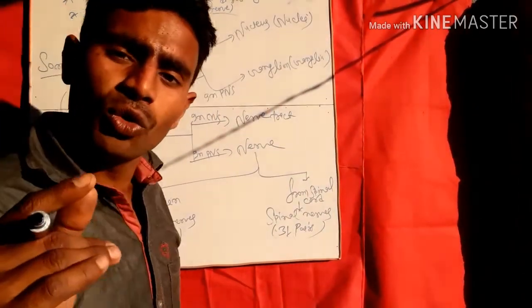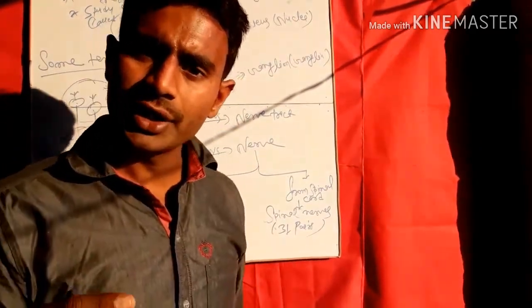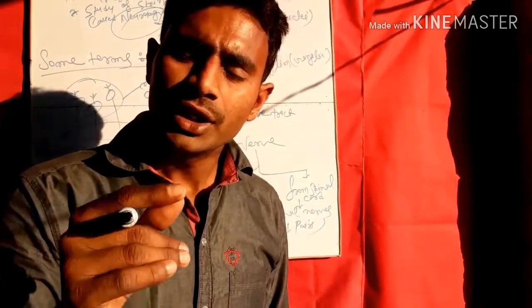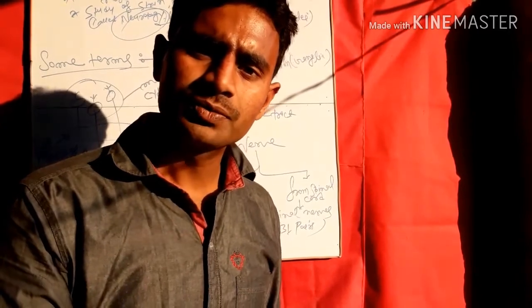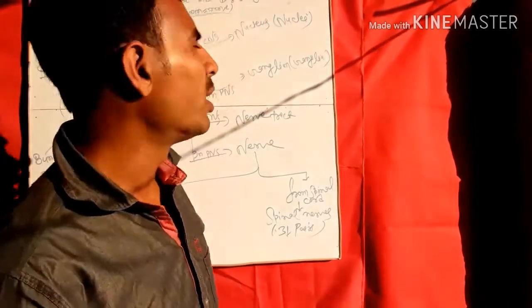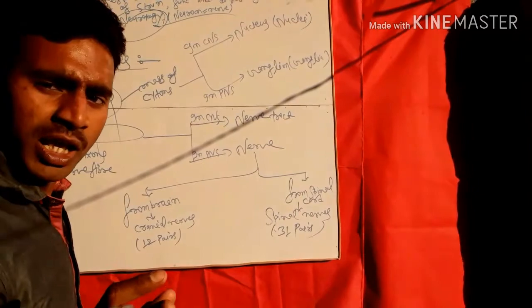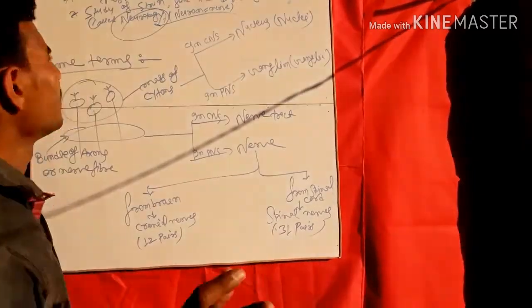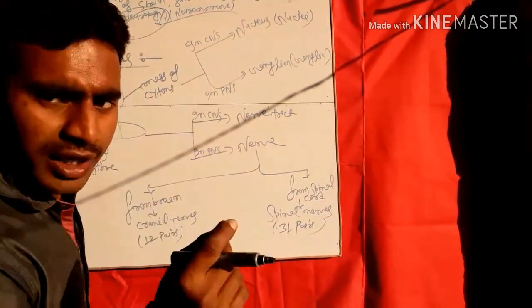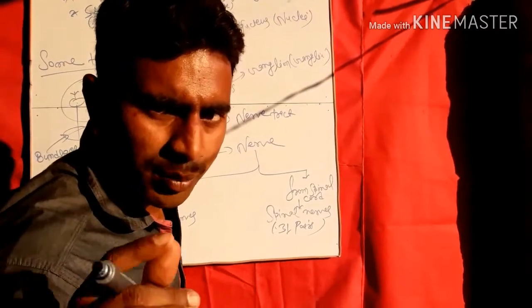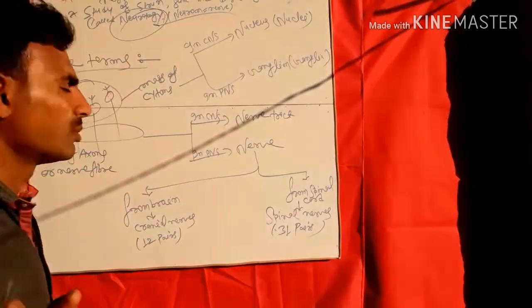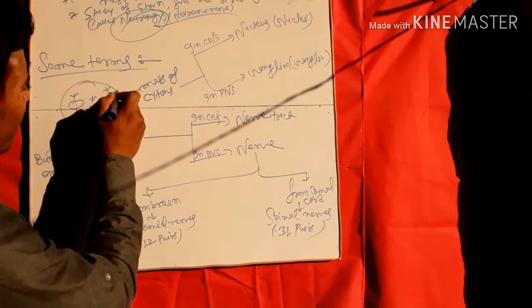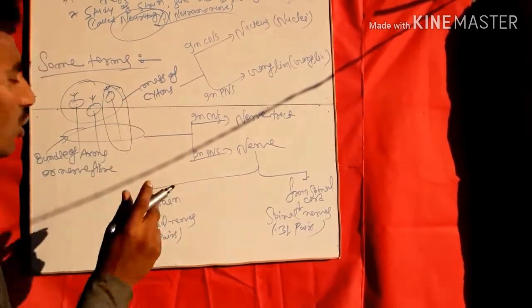So neuron, you have already studied that it is the structural and functional unit of the nervous system. Neuron is also called nerve cell, and nerve cells are the functional unit of the nervous system. Okay, and this one figure is of a neuron.